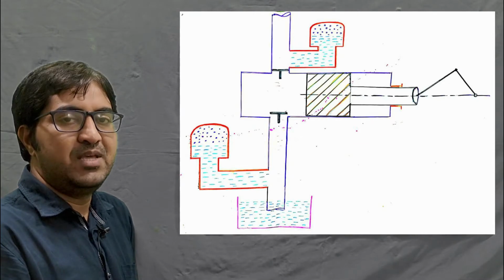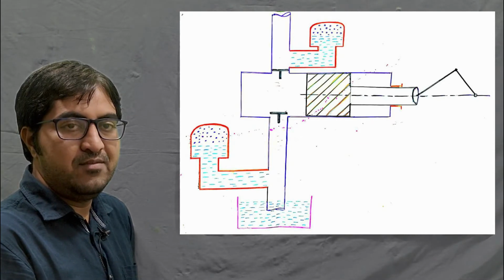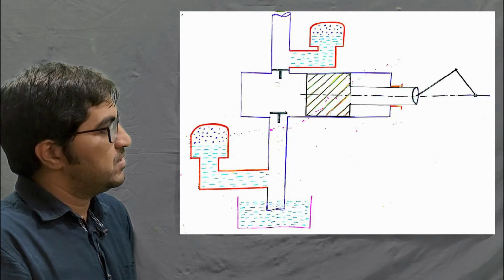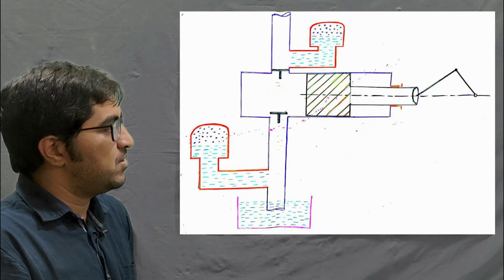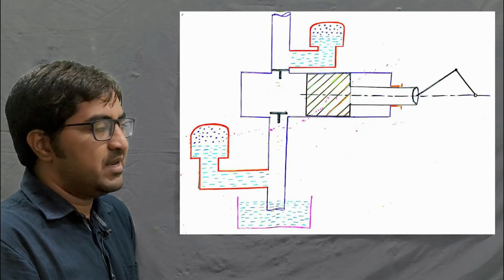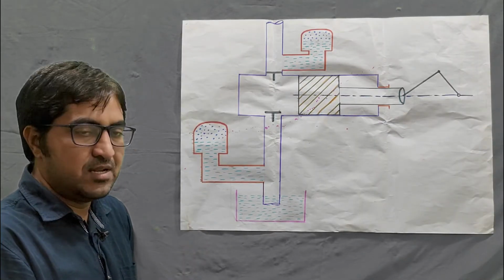The basic need of the air vessel is to maintain continuous flow, or to maintain the velocity constant throughout. How is that possible? For that, first of all I will introduce the working principle of the single acting reciprocating pump, and after that we will discuss the function of the air vessel.